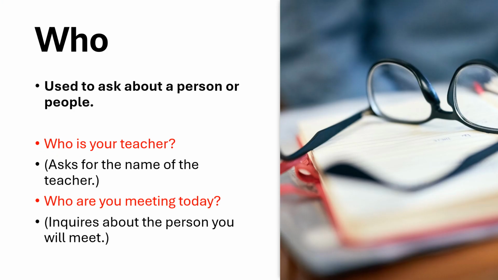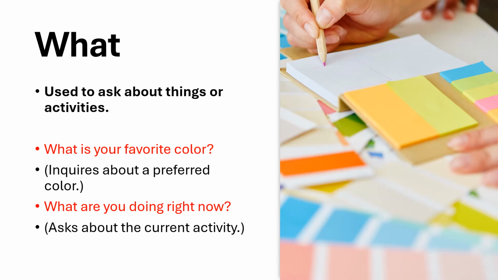Now we will discuss the first WH word, who. It is used to ask about a person or people. For example, who is your teacher? Asks for the name of the teacher. And who are you meeting today? It inquires about the person you will meet.